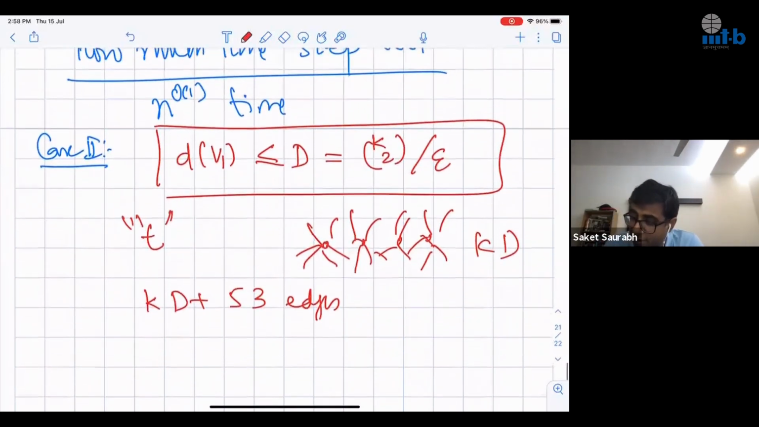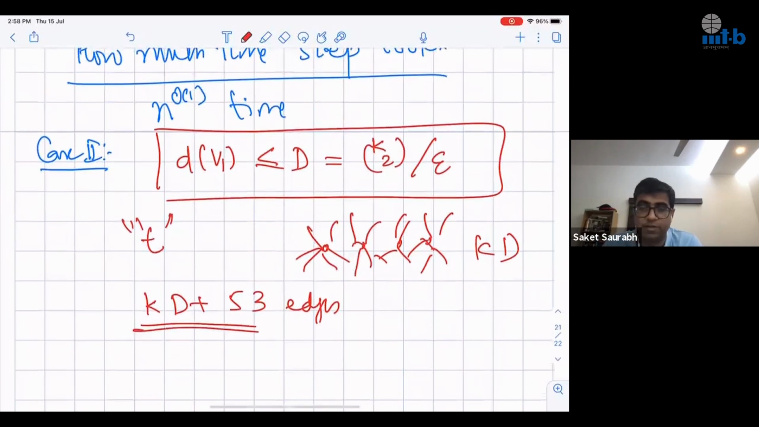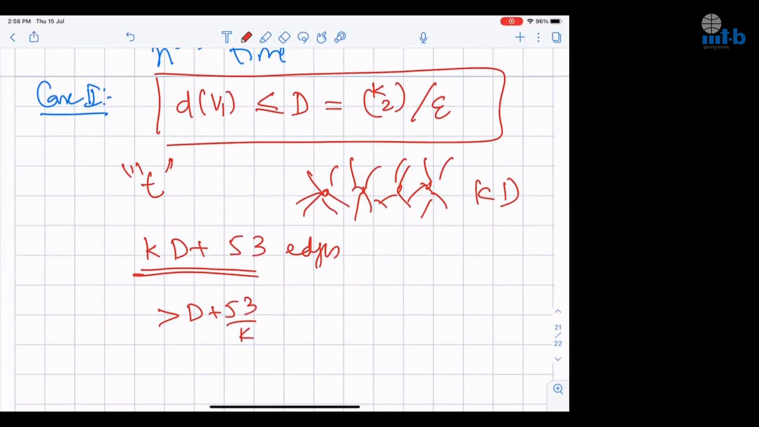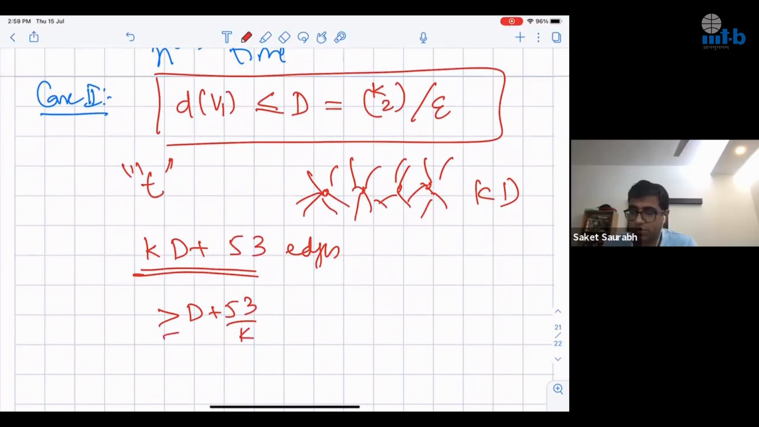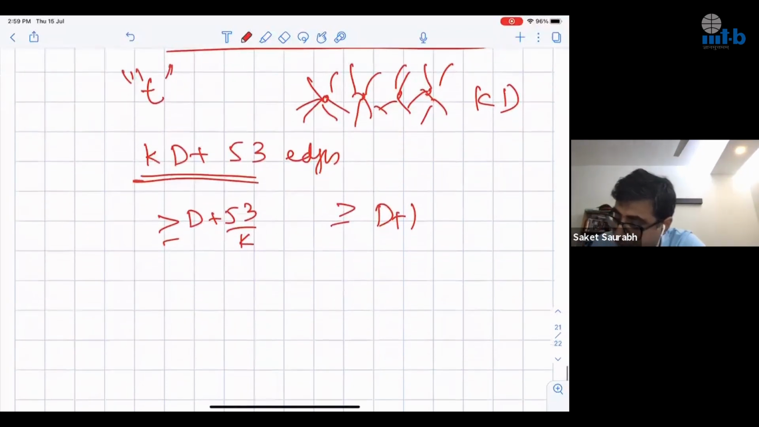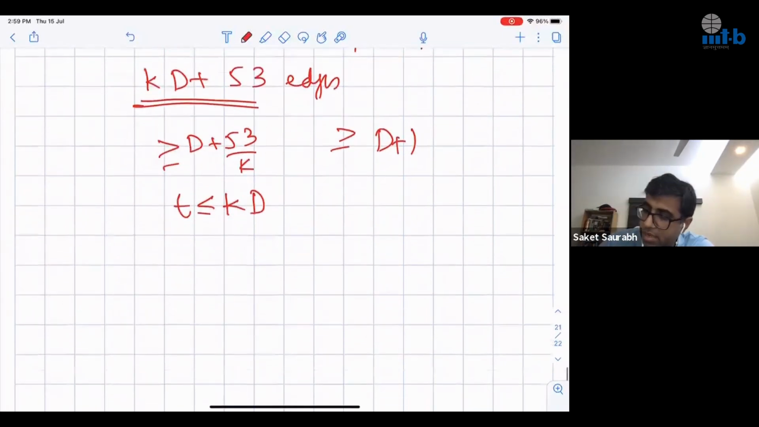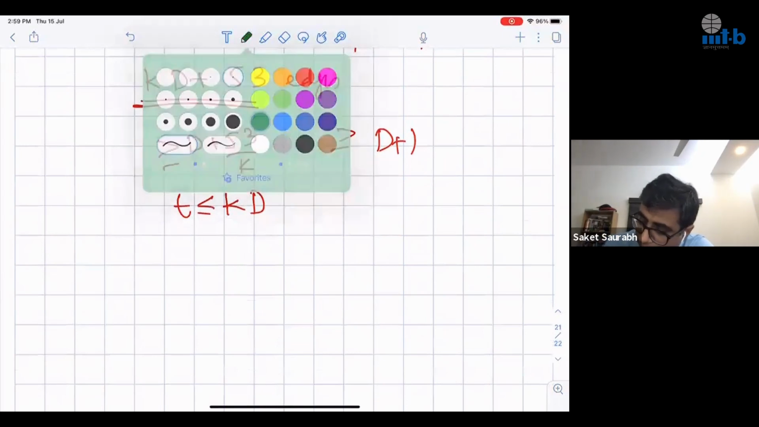No, because if K vertices cover KD plus 53, then there is at least one vertex which covers at least D plus 53 by K. Not possible, because that implies it covers D plus 1 edges, but the maximum degree is upper bounded by D. So in this case, T is at most KD. So basically now our question has been reduced to the following.